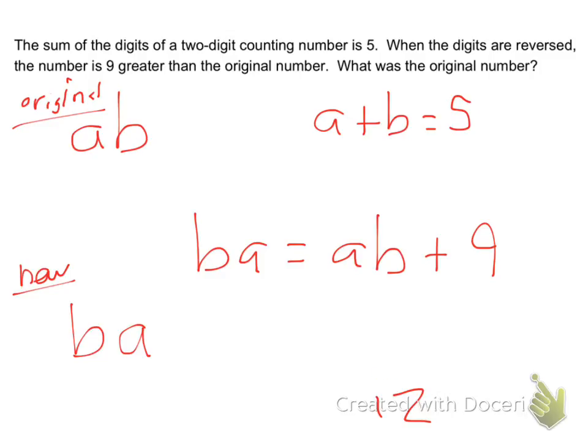Hold on. Okay, let's go back into this. 12 is a representation of 1 ten and 2 ones. So it's 1 ten plus 2 times 1.